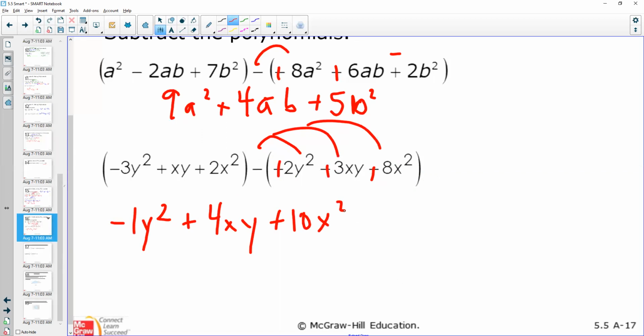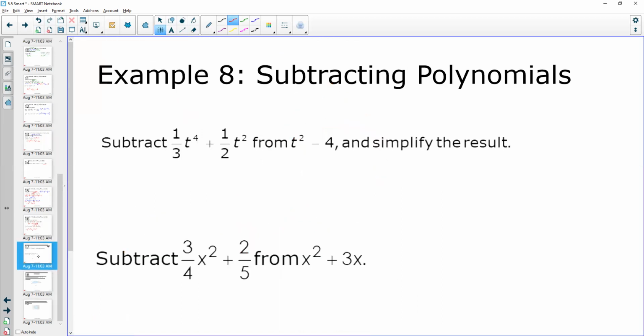All right, let's try something a little more complicated. Subtract 1/3 t to the 4th plus half t squared from t squared minus 4 and simplify the result. In this case, it's just telling you to think about how you write this. So I'm subtracting it from, so the t squared minus 4 goes first, minus, in parentheses, this whole thing, 1/3 t to the 4th, plus half t squared. I'm not going to freak out over the fractions because it doesn't really matter, so watch.